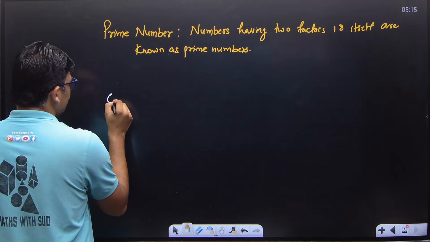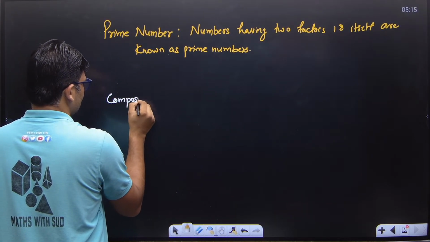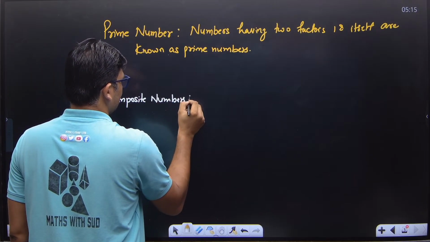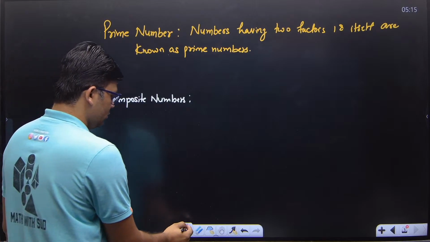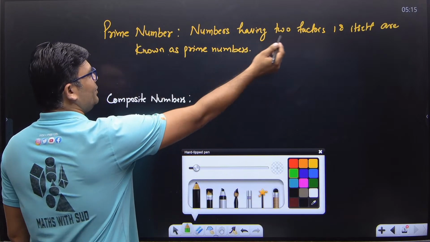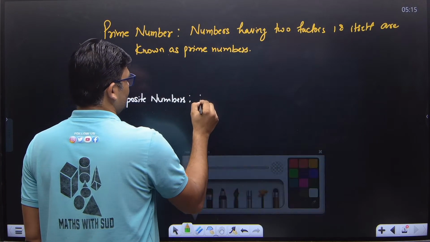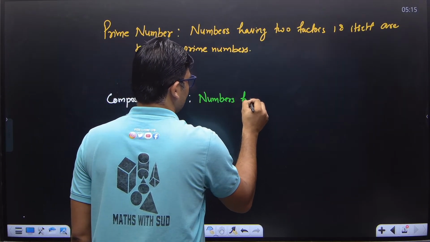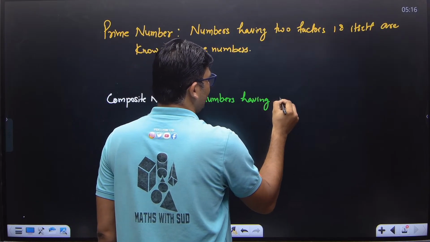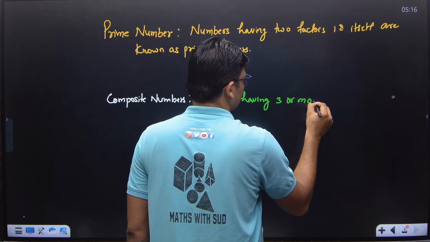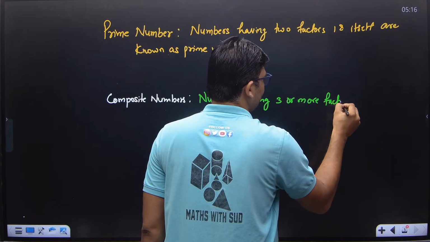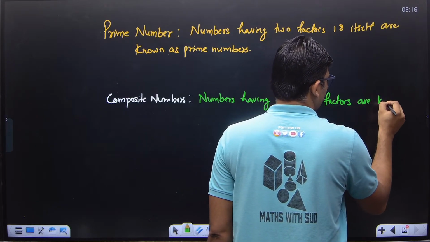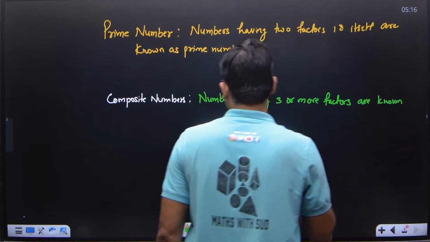You know what are composite numbers? Numbers having three factors. Okay. It is a simple definition. Numbers having three or more factors. It can be minimum 3, the maximum can be anything, are known as composite numbers.